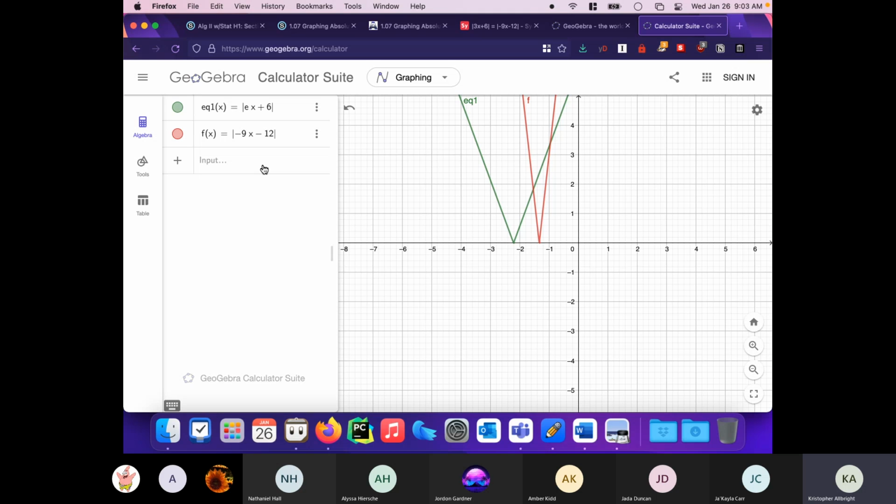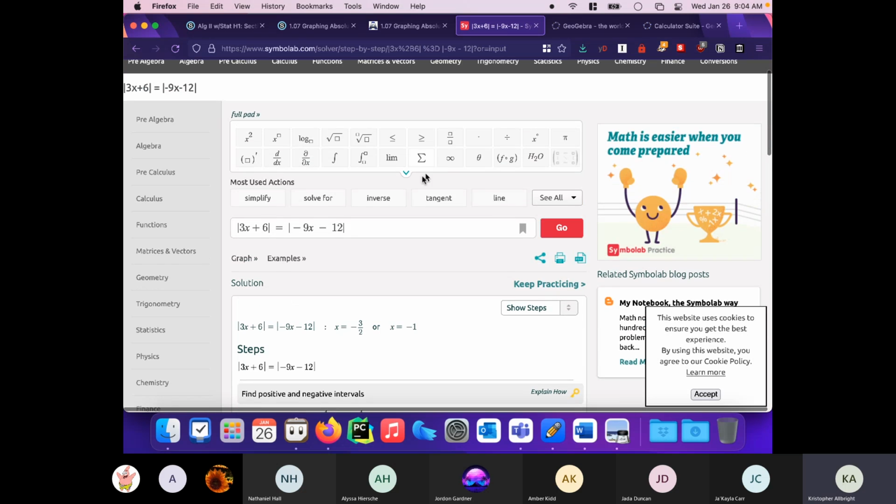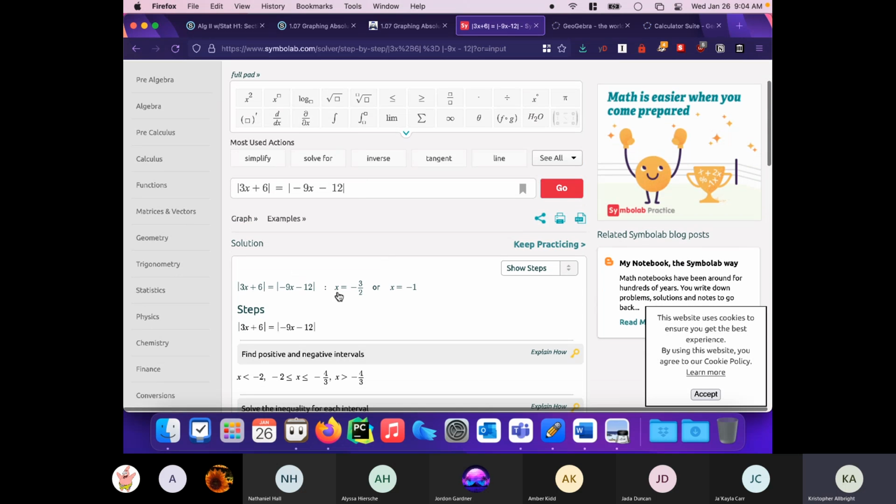So now that we've troubleshot all these issues, we are looking for places that these cross. One of the reasons that I like Symbolab is because it tells you that. On here, you got to kind of explore a little bit and figure it out. So if we look on here, we're looking for this dot and this dot. But if we go back to Symbolab and copy and paste the problem in, it tells us right here, x equals negative 3/2 or x equals negative 1. So those would be your two answers for that.